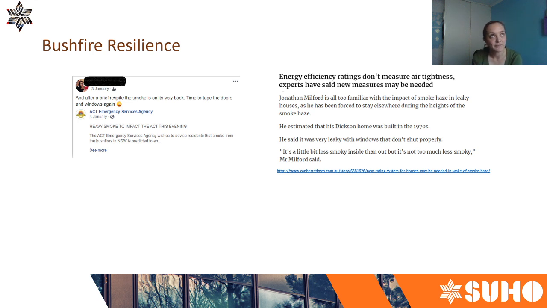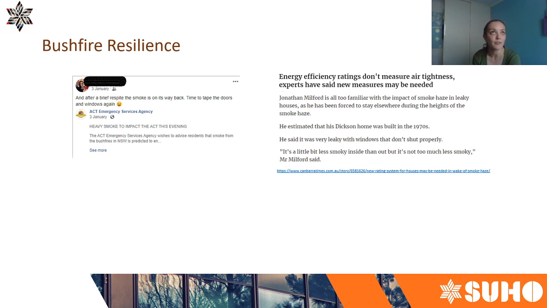I thought, well, that was a fair indication of the standard of build quality, because they can shut their doors and windows, but it doesn't stop the smoke coming in through the gaps and cracks. She had an 8-month-old baby and was very concerned about this, so they were going around taping up the gaps around their doors and windows. On the right-hand side, there was another article in the Canberra Times, where a gentleman named Jonathan Milford said that his windows didn't shut properly and that it was a little bit less smoky inside than out, but not too much less smoky.